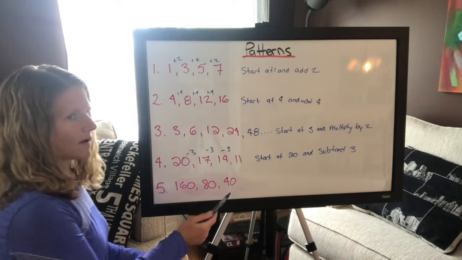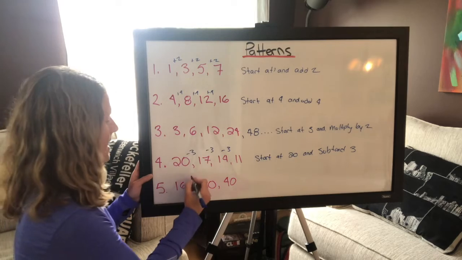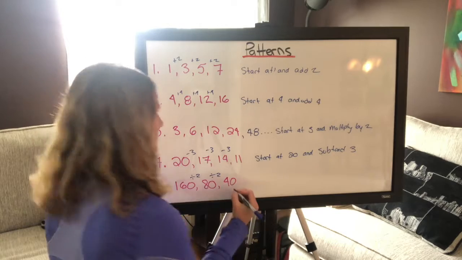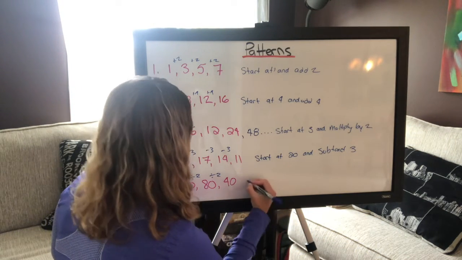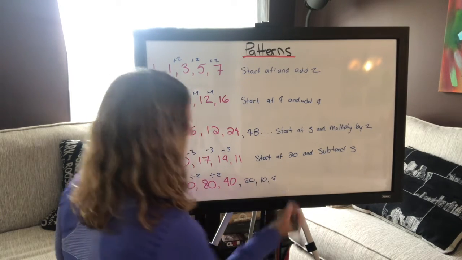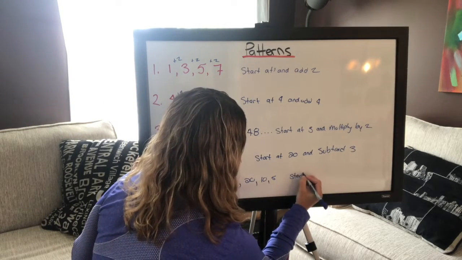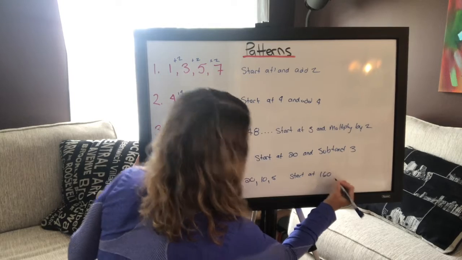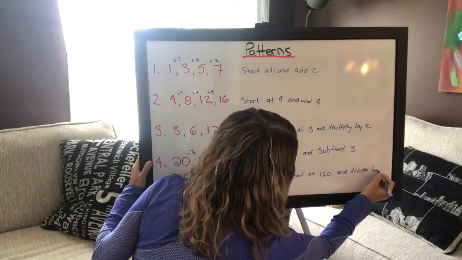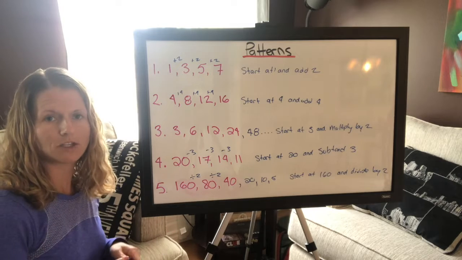All right, last one. 160, 80, 40. What are we doing here? We are dividing by 2. In this case, the next number would be 40 divided by 2 would be 20, divided by 2 would be 10, divided by 2 would be 5, and then that is as far as you can go. So the pattern rule here would be start at 160 and divide by 2. That is how you find a pattern rule and then apply it to predict the next terms in a sequence.